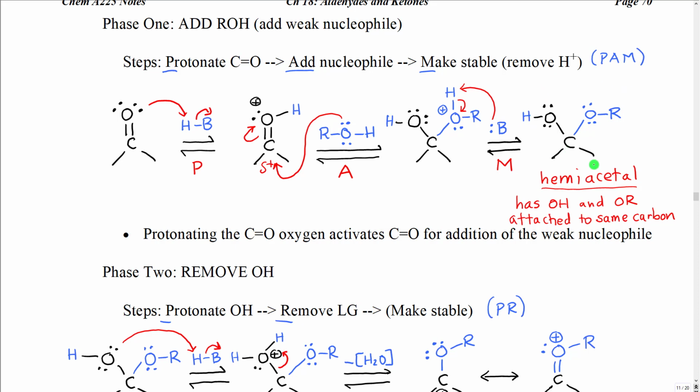Now, this is actually a very important intermediate called a hemiacetal. Down below, I'm going to show you how hemiacetals are a very, very important part of carbohydrate chemistry that we see in biological carbohydrates like glucose. So a hemiacetal is defined as a carbon that has a hydroxyl group, an OH, and an alkoxy OR group attached to the same carbon. You can see OH, OR.